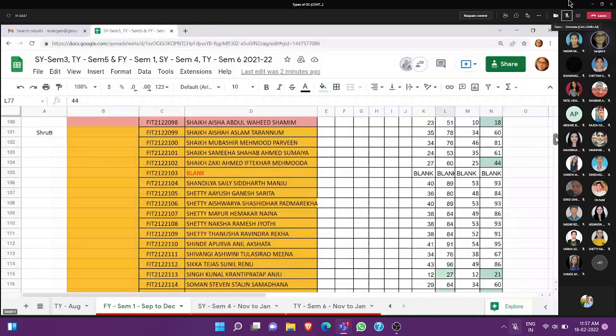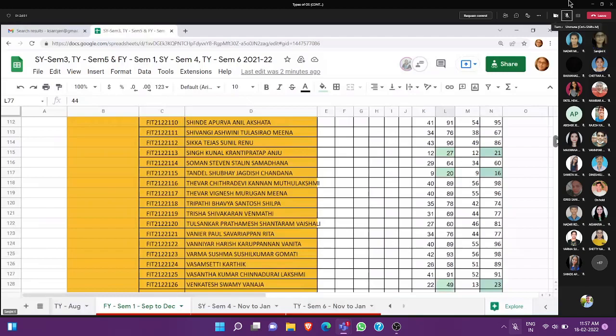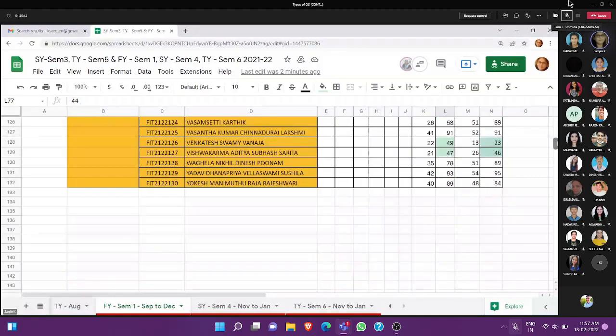And then Kunal, defaulter in both the subjects and percentage also very low. Thandal Sube, defaulter in both the subjects, percentage also very low. And then Venkatesh, defaulter of both the subjects. And Aditya, also defaulter of both the subjects.